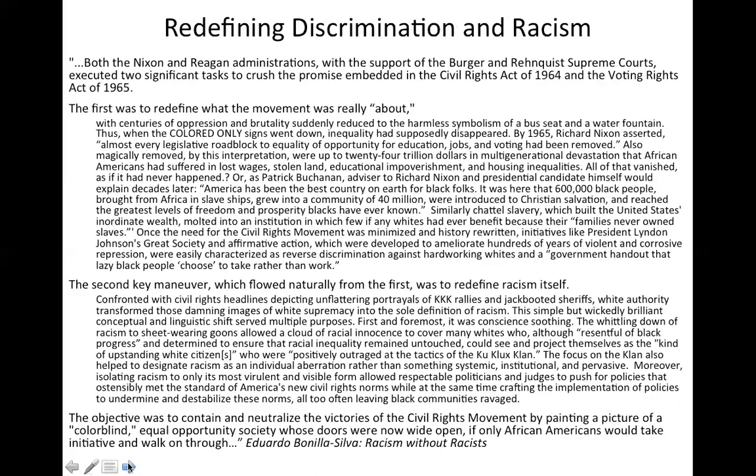Once the need for the civil rights movement was minimized and history rewritten, initiatives like President Lyndon Johnson's Great Society and affirmative action, which were developed to redress hundreds of years of violent and corrosive repression, were easily characterized as reverse discrimination against hardworking whites, a government handout that lazy Black people chose to take rather than work.